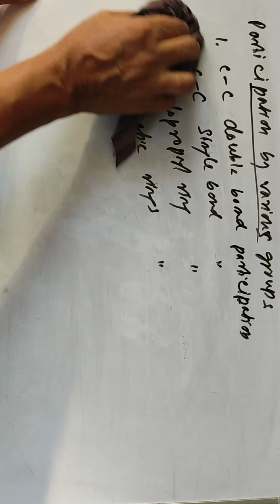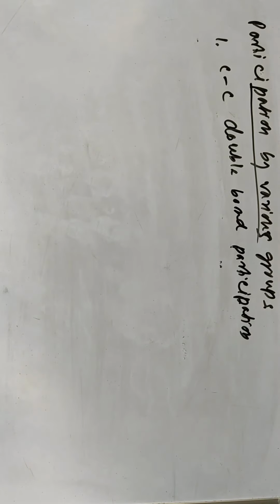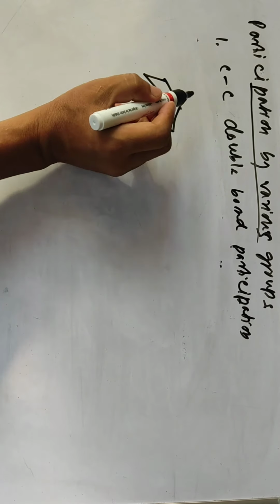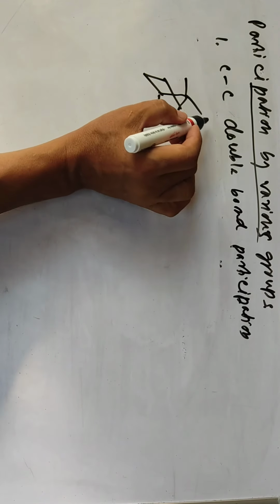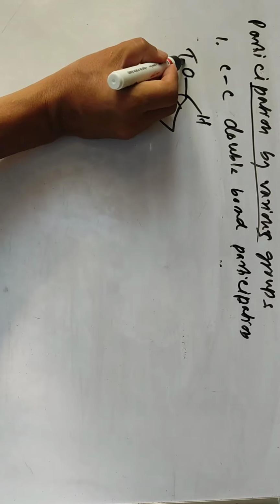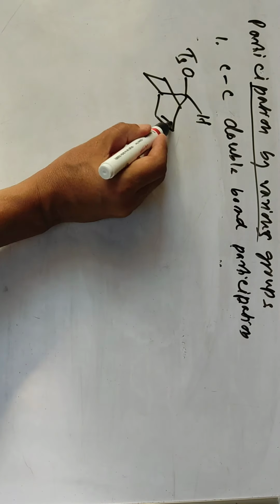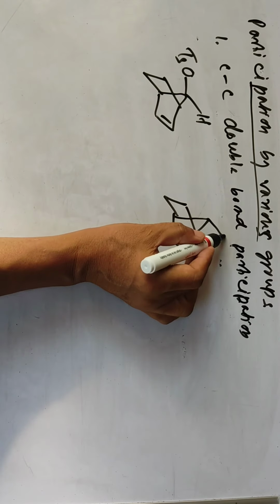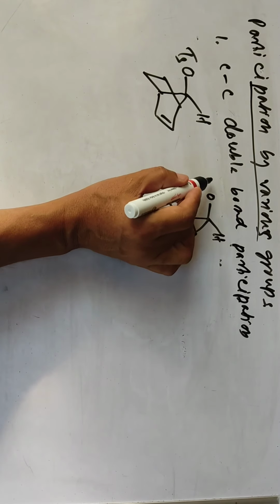First one is participation by the C=C double bond. So we can have one example, and we can compare these two examples. Here OTs, hydrogen here, OTs leaving group, and a double bond here. In another one there is no double bond here. We can say one is electron sufficient, and another one is electron deficient.